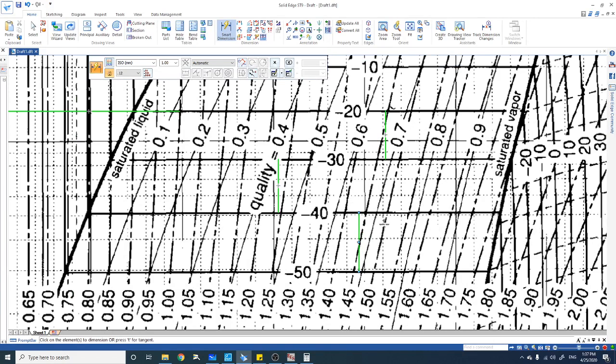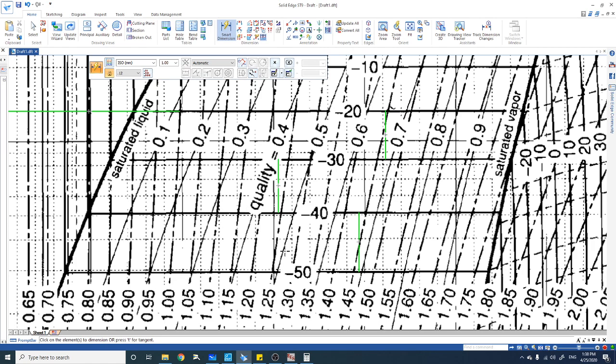Also, you will notice that if you measure the distance between two temperature lines in the saturated region, you will come across a surprising thing: they are not linearly spaced. In fact, between minus 40 degrees and minus 50 degrees the spacing is 30.93 mm, whereas between minus 30 and minus 40 it is 27.84. Between minus 20 and minus 30, you see it is a different dimension altogether. So these lines are not linearly spaced.